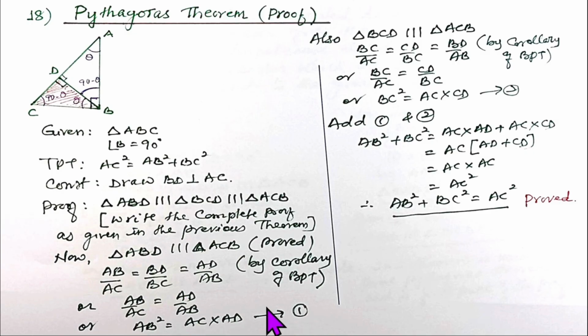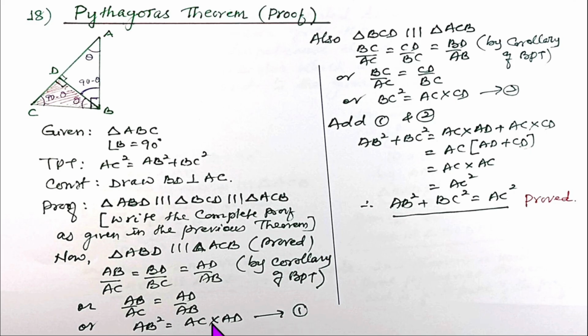Now let us go for the next two pairs, that is BCD and ACB. Triangle BCD and triangle ACB are similar, therefore I have written here. Now their corresponding sides are proportional, that means BC upon AC is equal to CD upon BC is equal to BD upon AB. Now I want BC square, therefore I have taken BC by AC and CD by BC. By cross multiplication we get BC square is equal to AC into CD.